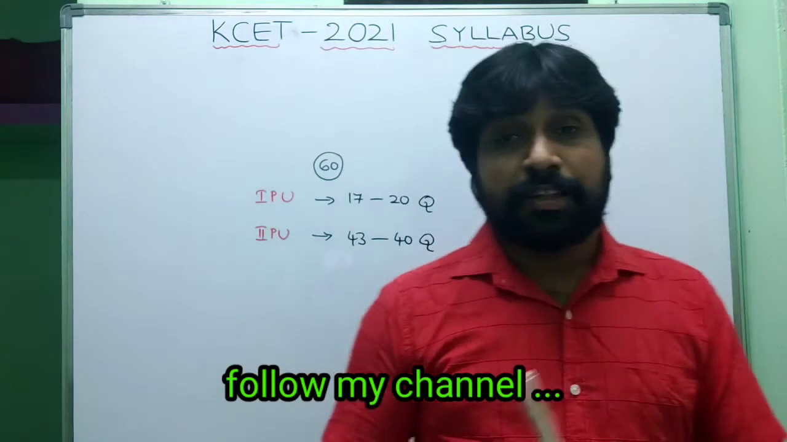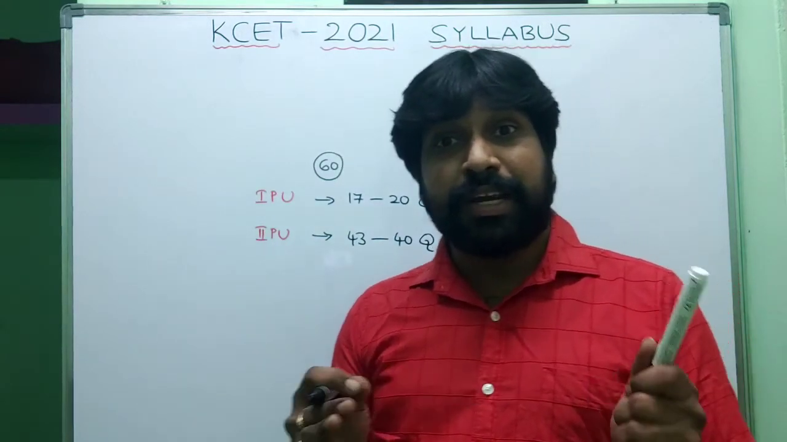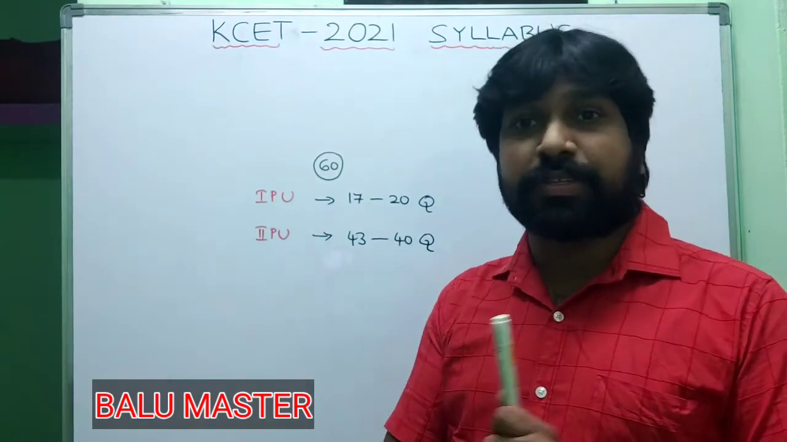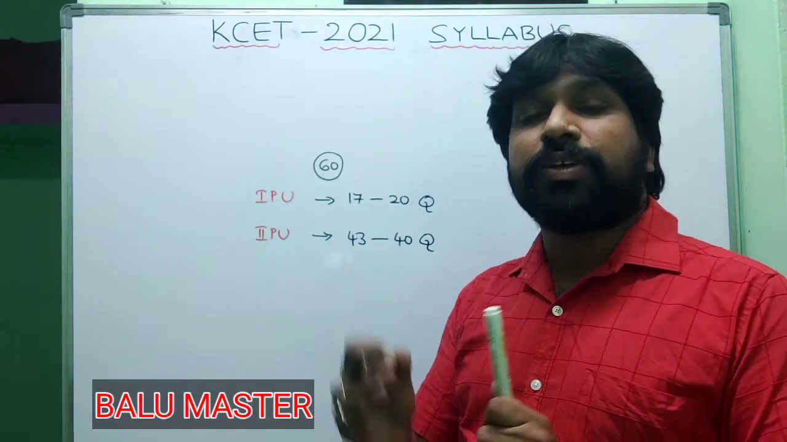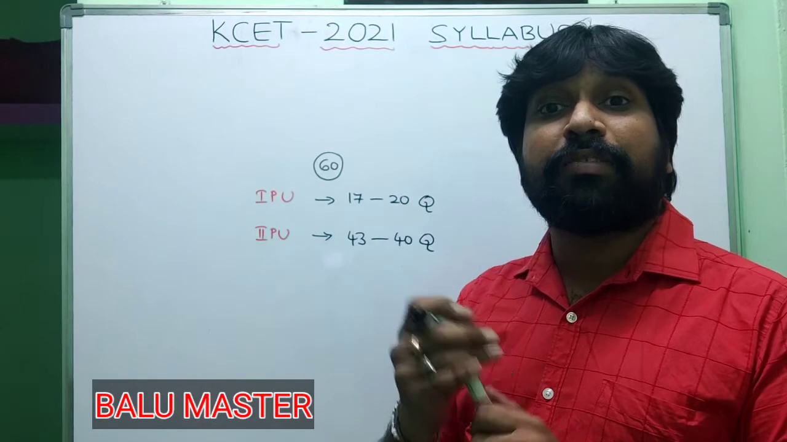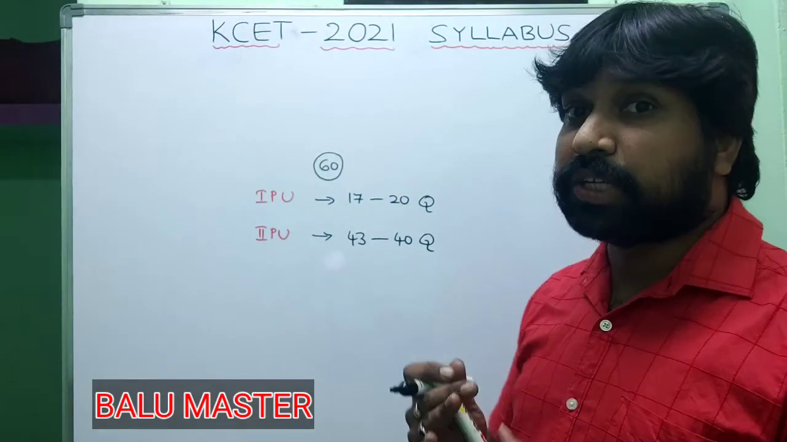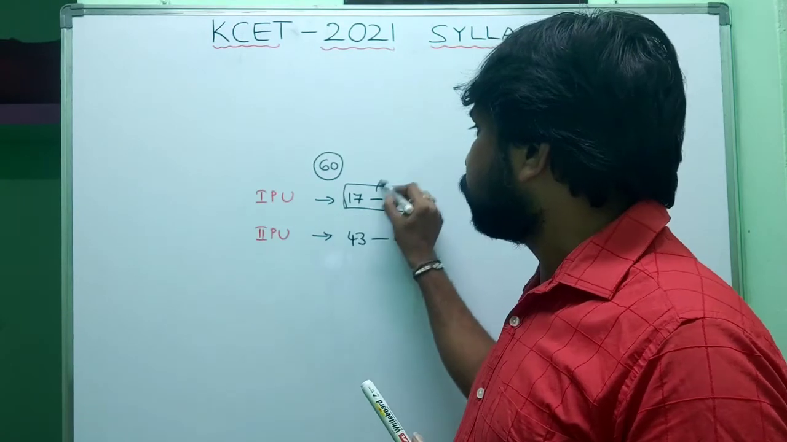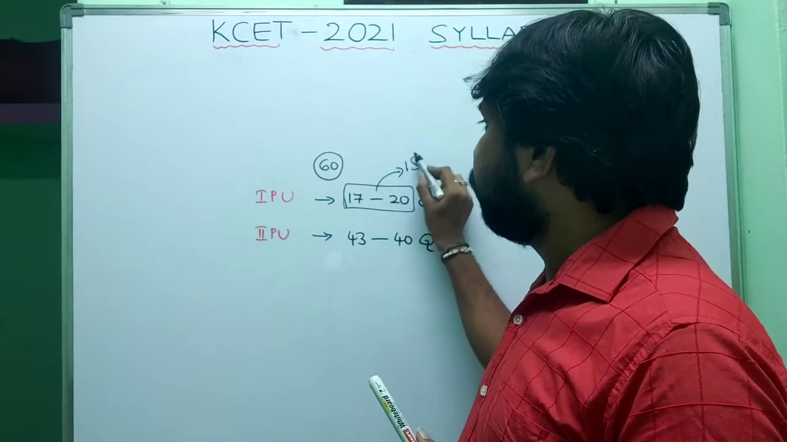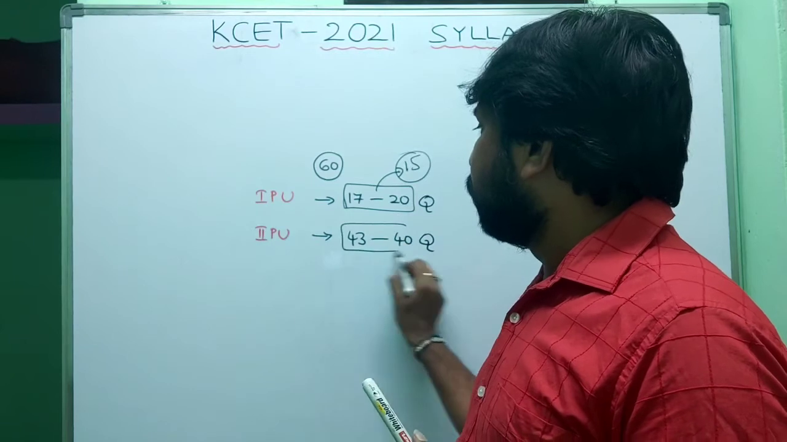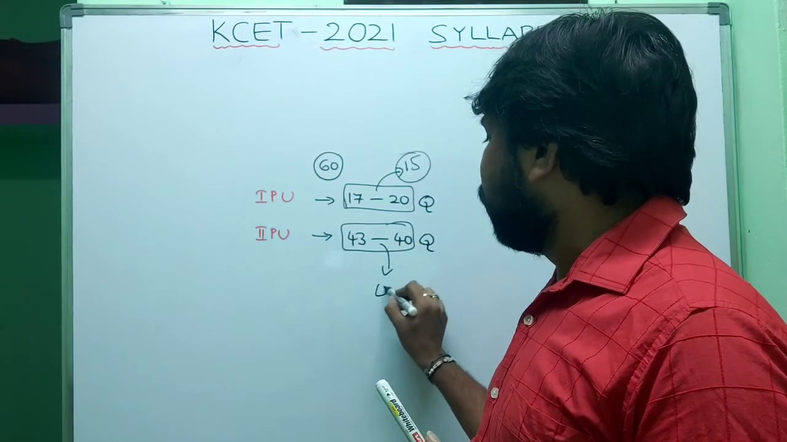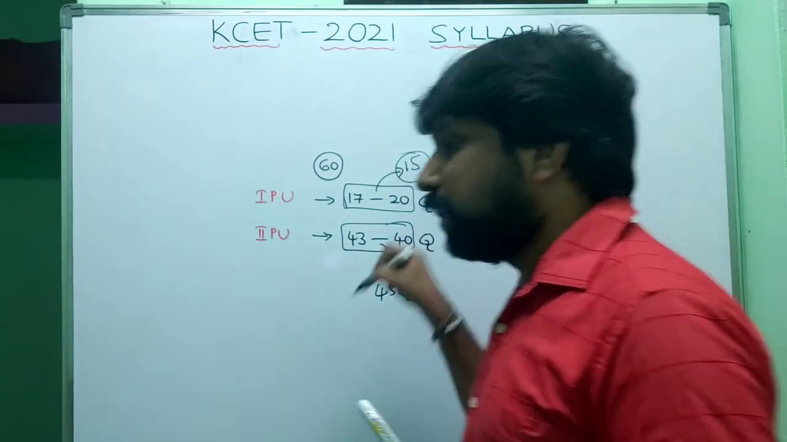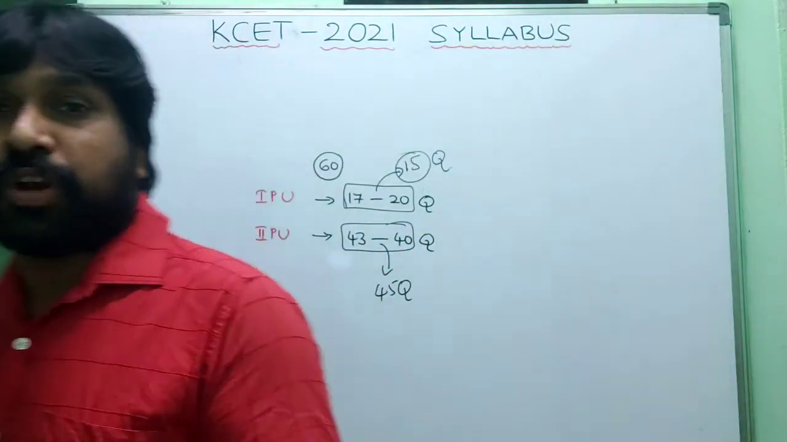But here they are going to delete syllabus, deleted topics in first PUC, especially for mathematics. From first PU they deleted 3 chapters. So the possibility is that instead of 17 to 20 questions, they are going to ask only 15 questions this year, and they are going to increase it in the second year. They are going to ask 45 questions in the second year. So please focus more on this particular area.